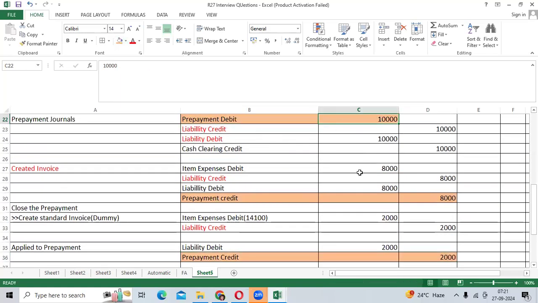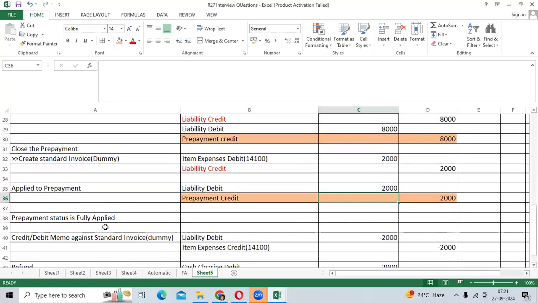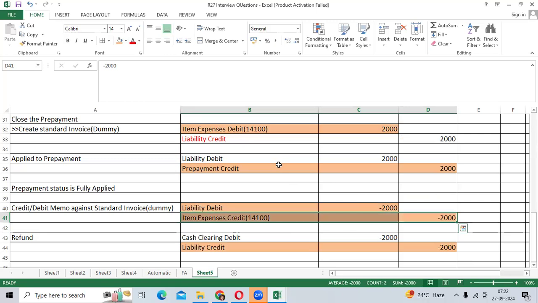Prepayment debit 10,000, one time original invoice 8,000, 2,000 credit, 2,000 dummy invoice. When we apply the credit or debit memo to the invoice, liability debit, this one credit. Then item expense, debit, credit. Clear? So this is the way we need to understand the general entry.